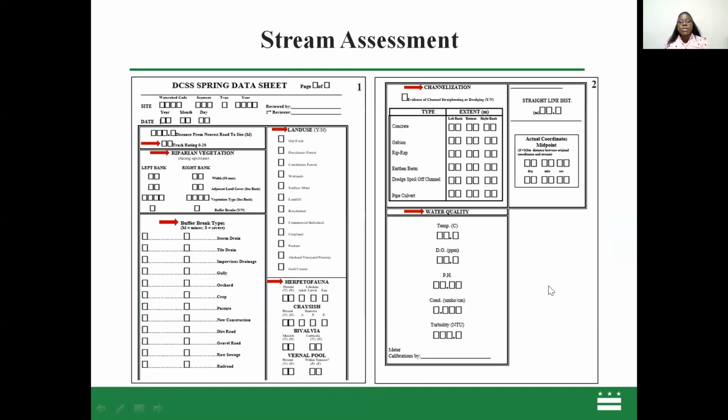This is the second set of sheets that we use for our stream assessment. We already talked about the trash rating. We have the riparian vegetation, the buffer break types that are present on our streams, the land use types that are present, and whether there is any channelization. And this is the portion where we actually write down the water quality that we measure on the stream. Using our multi-parameter probe, we take our water quality measurements like the temperature, the dissolved oxygen, the pH, and conductivity, as you see on this sheet.